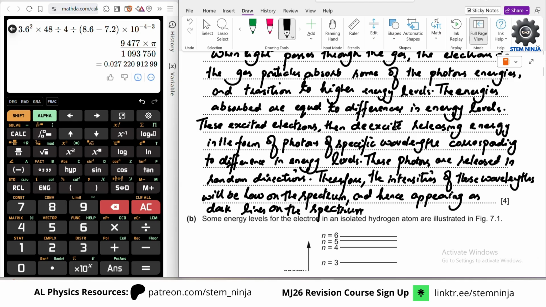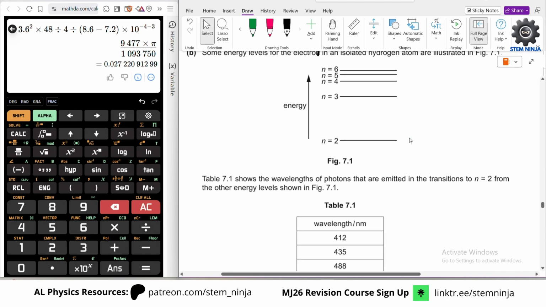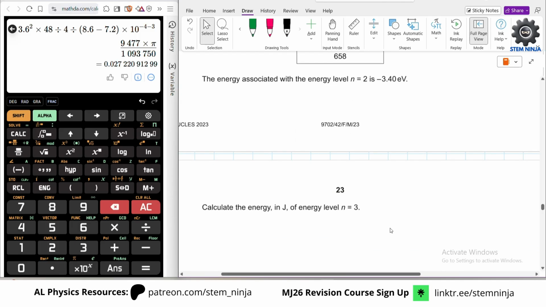Okay, sorry. Alright. Some energy levels for the electron in an isolated hydrogen atom are illustrated in figure 7.1. The table 7.1 shows the wavelengths of photons that are emitted in transitions to n is equal to 2 from other energy levels shown in 7.1. The energy associated with level n is equal to 2 is minus 3.40 electron volts. Calculate the energy in joules of the energy level n is equal to 3.